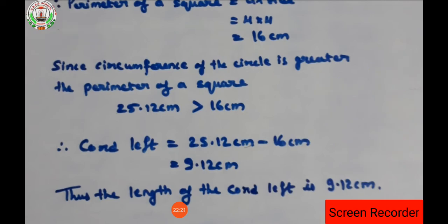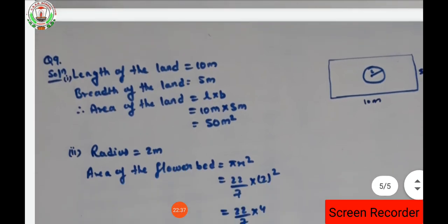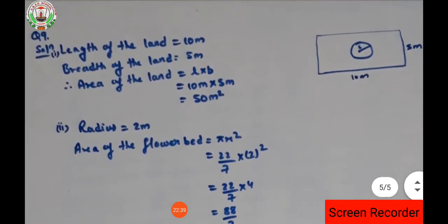9.12 centimeter is the length of the chord which is left after wrapping it into the form of a square box. So, thus the length of the chord left is 9.12 centimeter. Clear up to here?